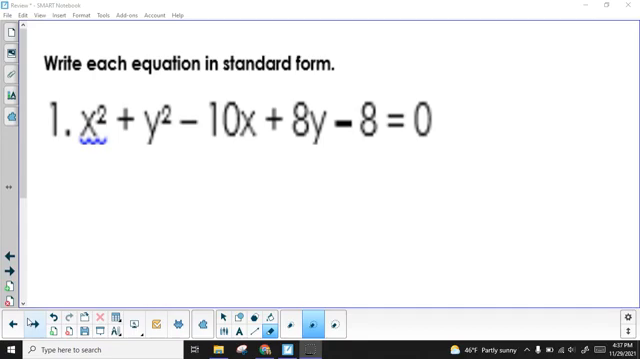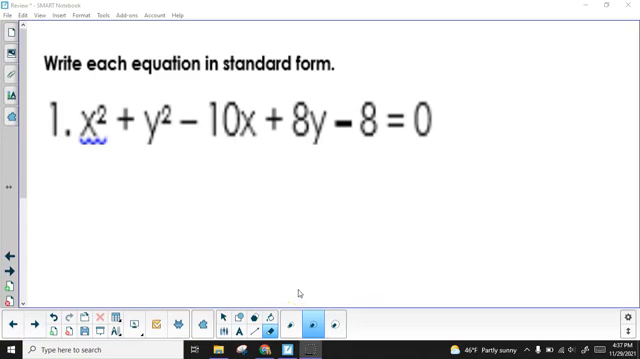There are 3 problems at the top, and for each of these you are asked to write the equation in standard form. So we want to see if we can figure out what type of conic section it is, and then put it in standard form by completing the square. So for our first problem right here, we should hopefully be able to tell when we look at this that this is the equation of a circle.